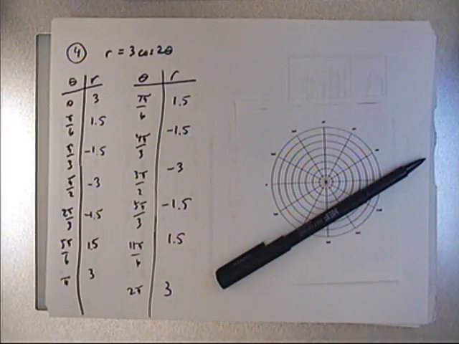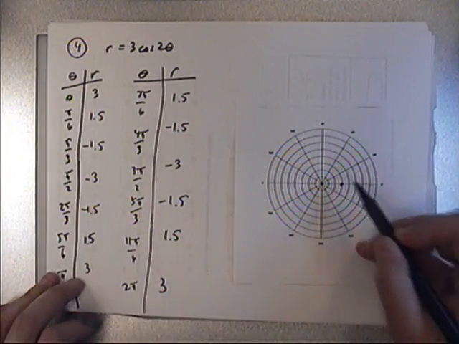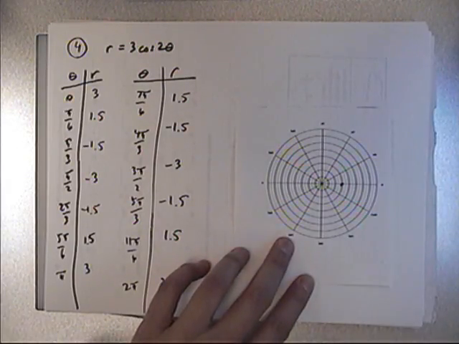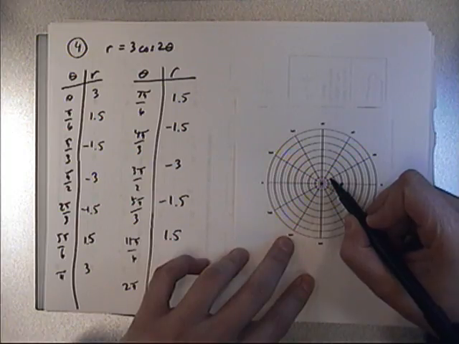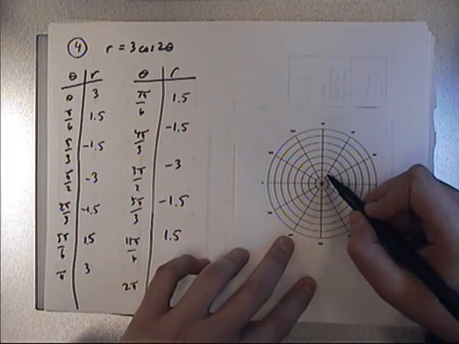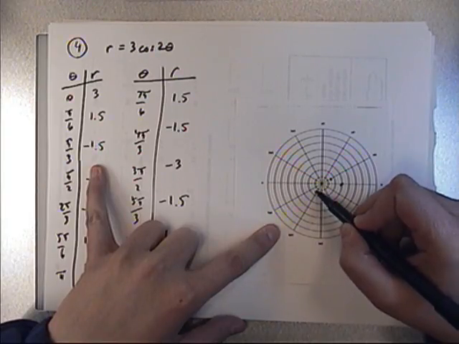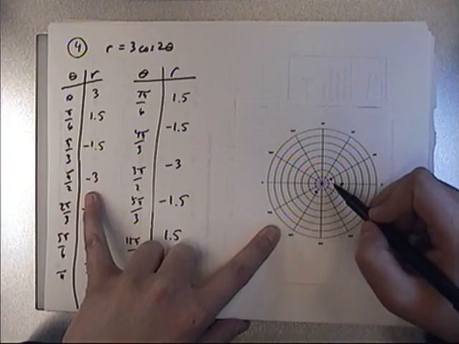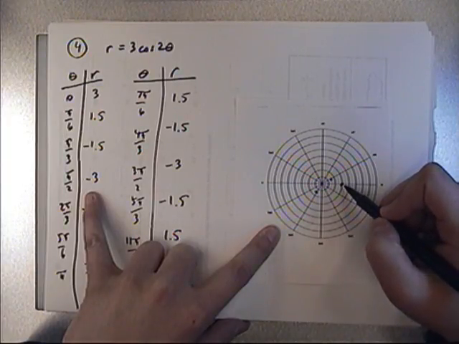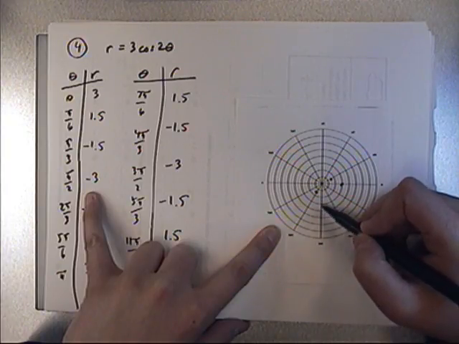Okay? So this one, if you graph this, 0, 3, pi over 6, 1.5, pi over 3, negative. Okay, so pi over 3, we're going to go negative 1.5, so we're going to flip over here. Okay, and then pi over 2, negative 3. So we go to positive 3, up to here, then we flip across to negative 3, 1, 2, 3.